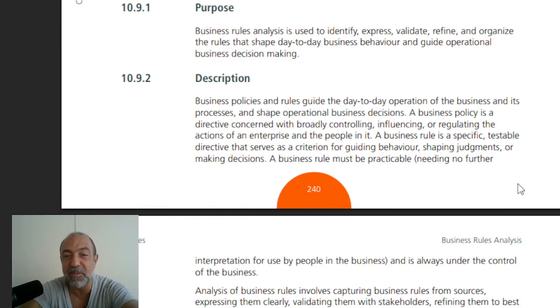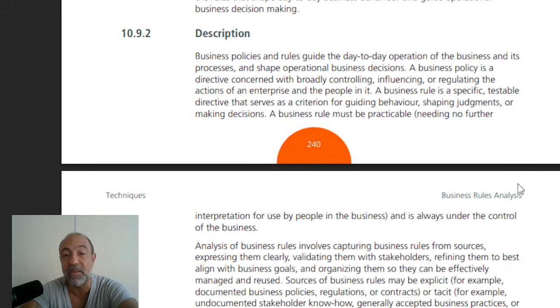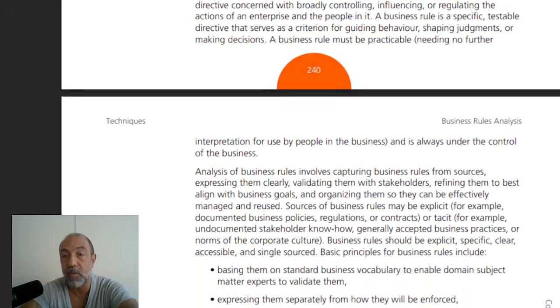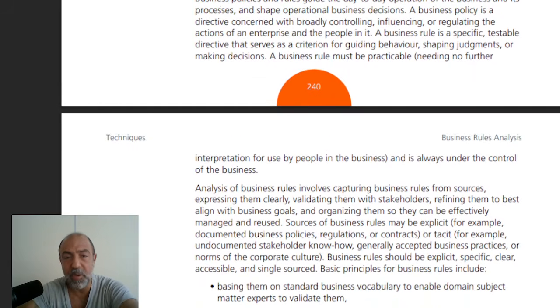A business rule is a specific testable directive that serves as a criterion for guiding behavior, shaping judgments, or making decisions. It's a rule. They're describing a rule, man, right? They're just using the words that they're allowed to, because we're still talking about a scientific document that's about 700 pages long, right? A directive that serves as a criterion for guiding behavior, shaping judgments, or making decisions. A business rule must be practicable, needing no further interpretation for use by people. A rule basically describes exactly what needs to go on or what's going on. That's it. It cannot assume somebody.